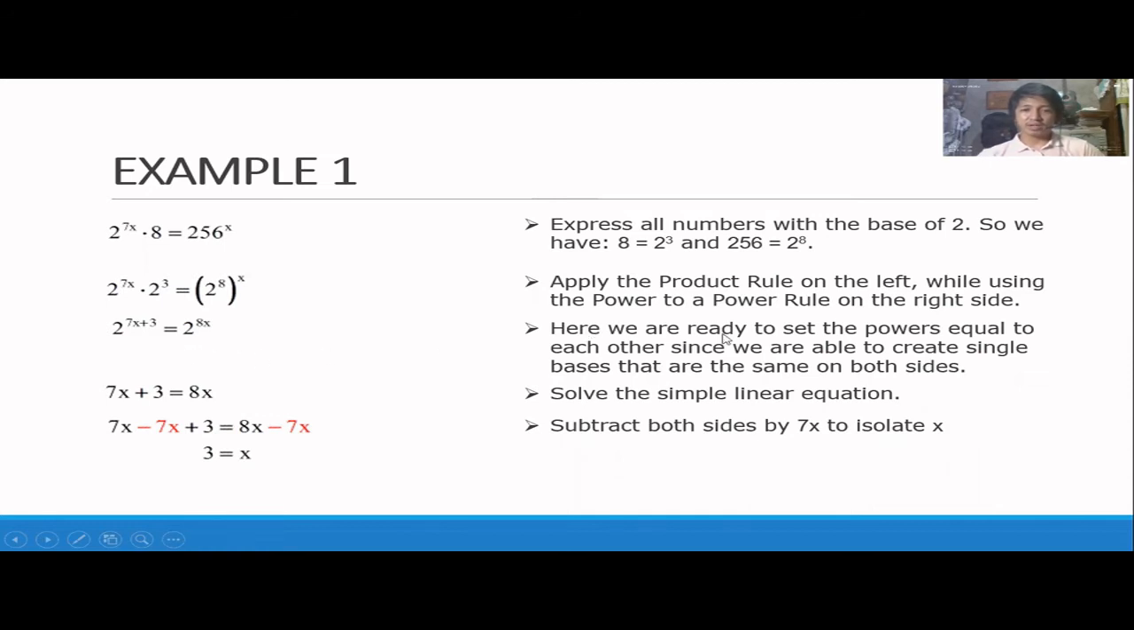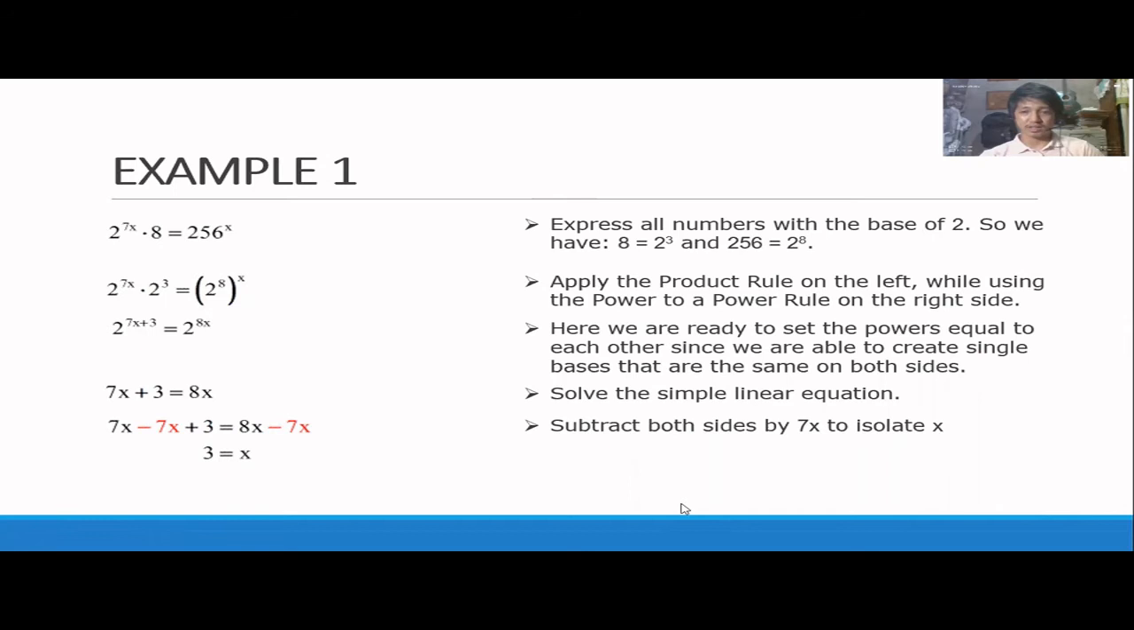And then here, we are ready to set the powers equal to each other since we are able to create single bases that are the same on both sides. So now, ngayong parehas na yung base natin, ang i-evaluate na lang natin para ma-solve yung value ng x is yung exponents. So class, lagi niyo tatandaan, kapag parehas na sila lahat ng terms dun sa given, kukuhanin na natin yung exponent and then yun yung evaluate natin. Dito ang exponent sa left side is 7x plus 3.